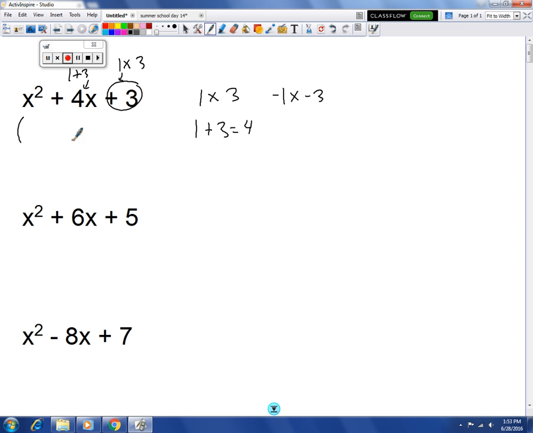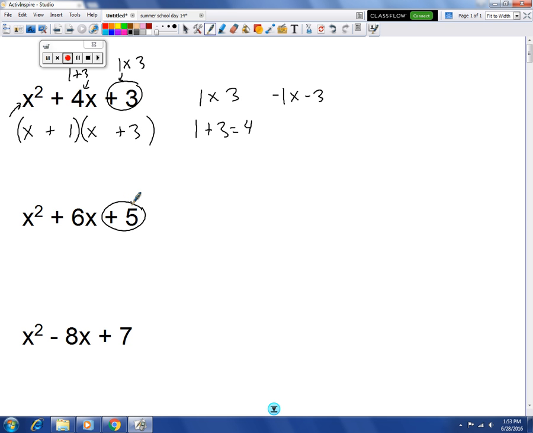I just write two sets of parentheses. My x squared is x times x. I know that I can multiply x times x to get x squared. And I just write a positive 1 and a positive 3. Those are my two factors. A lot of times it's just as easy as that. All right, let's go to the next one.